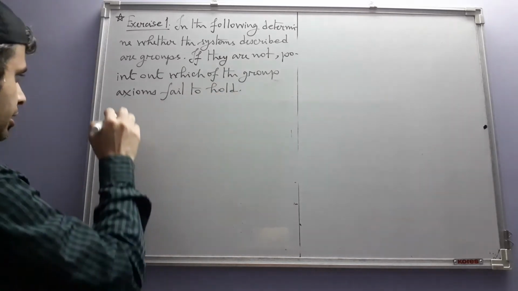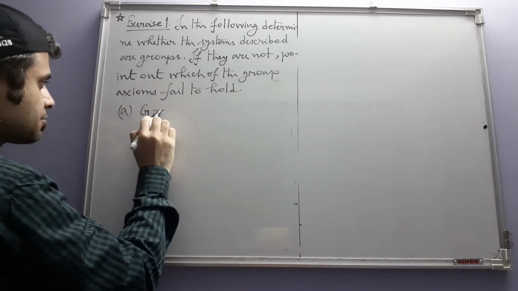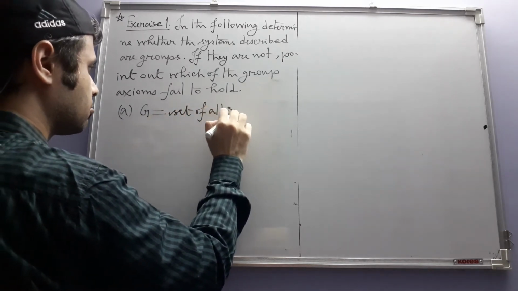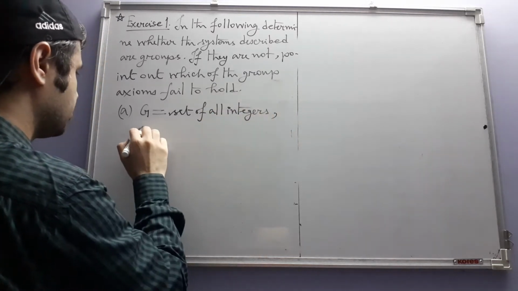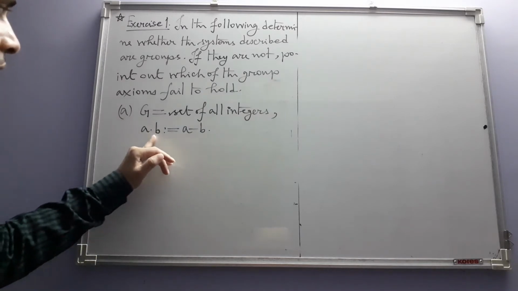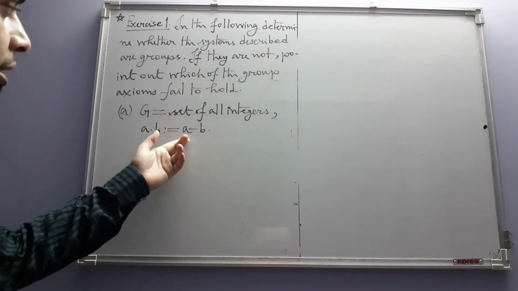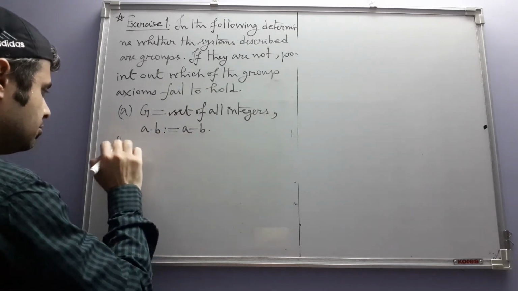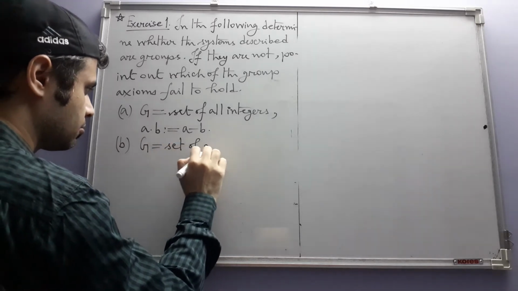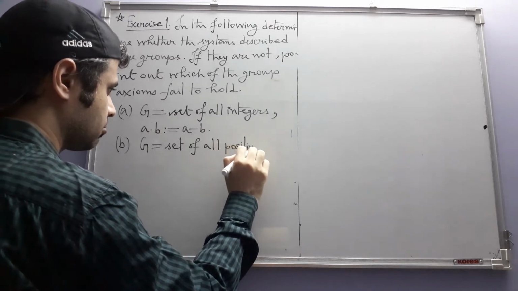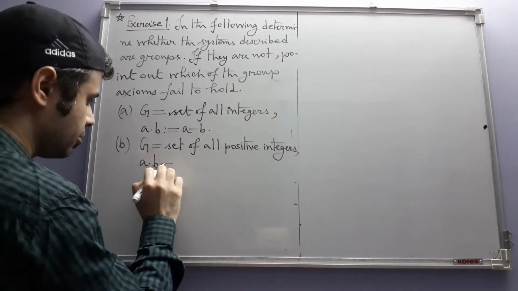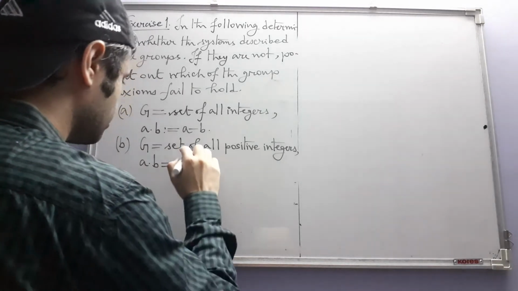Okay, so what are the systems? In the first part, G is the set of all integers, and A dot B is defined to be equal to A minus B, where you have to understand that A and B are considered to be coming from G, and this is the operation that we have in G. In part B, G is the set of all positive integers, and A dot B is AB, the usual product of integers.